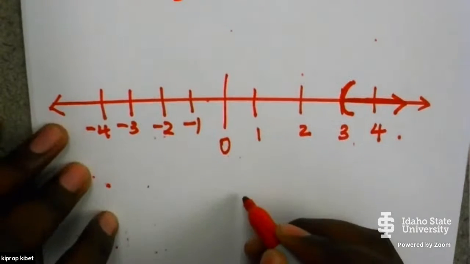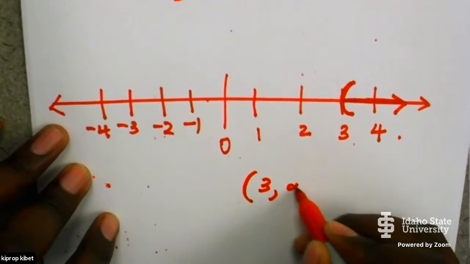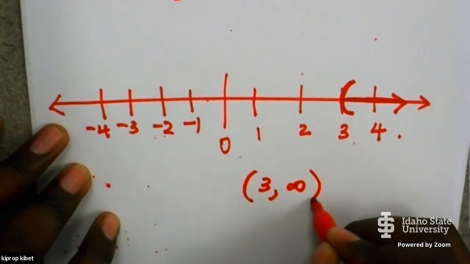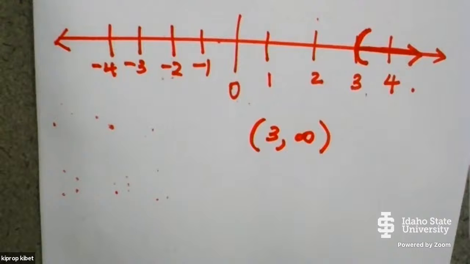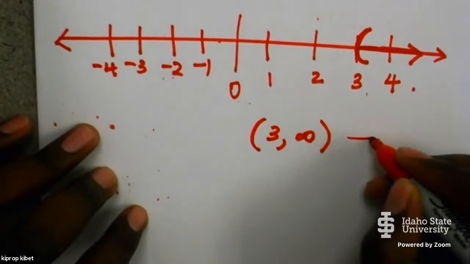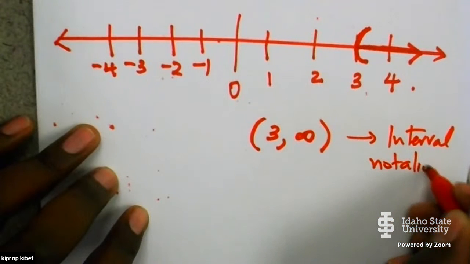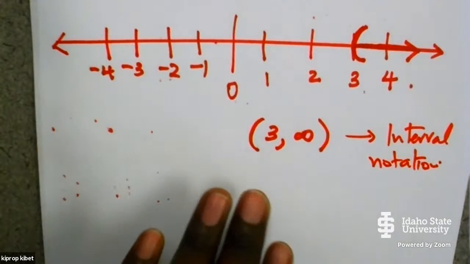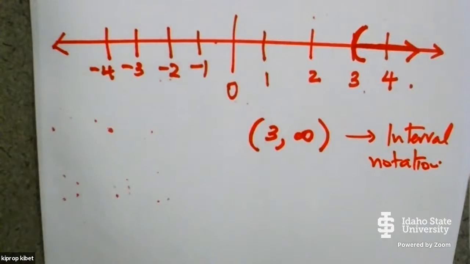Infinity. So it will be this parenthesis, and then you put 3 there, and then infinity. Is infinity included? It is not, so we use the parenthesis like that. So that's how we represent that, and this is our interval notation. As we progress, you will find a lot of questions on interval notation.